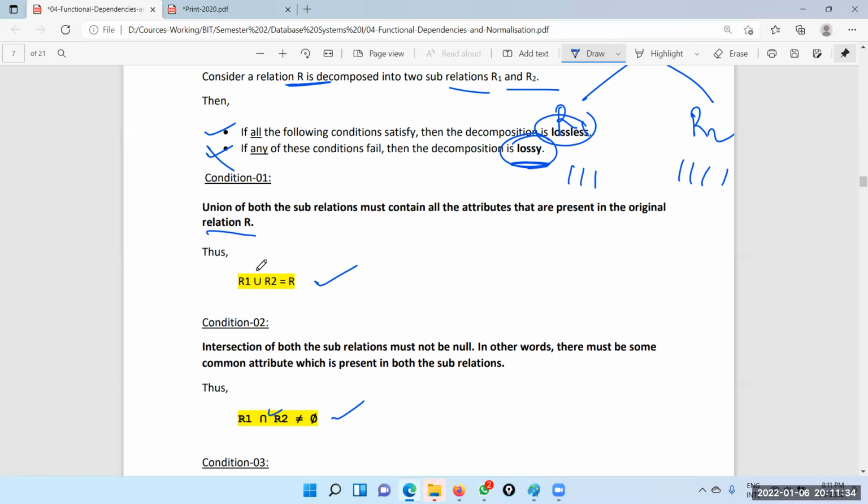So why do we say that R1 union R2 must be R? Is there anyone who can speak up? So the first condition says R1 union R2. The fields in R1 and the fields in R2, if you take the union, it must be R.